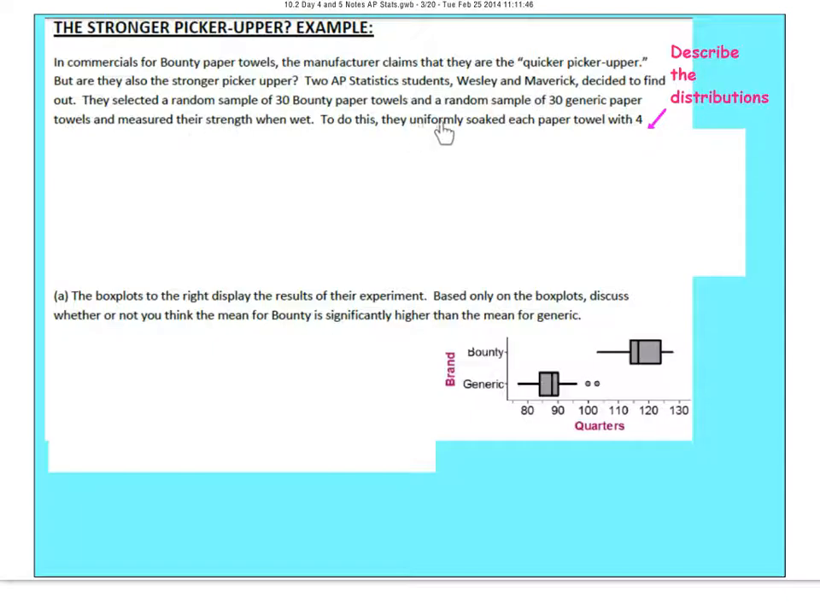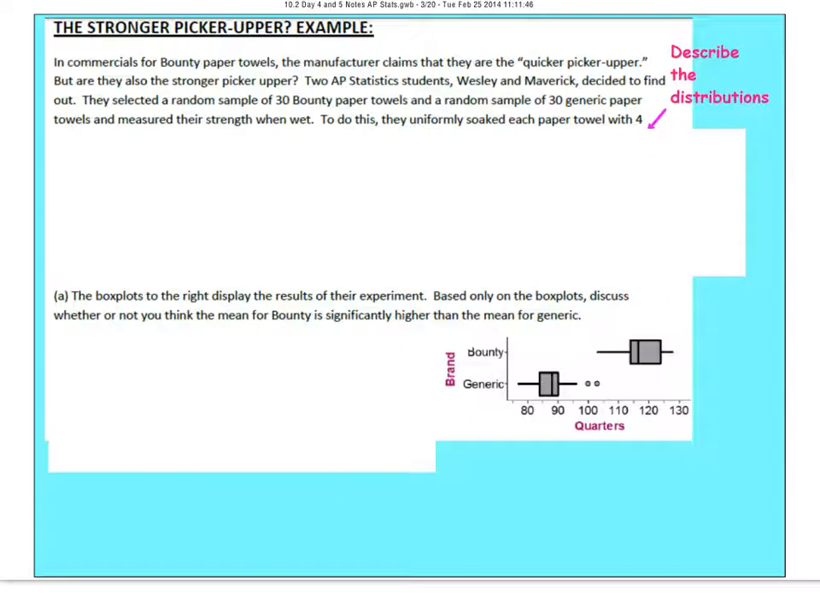To do this, they uniformly soaked each paper towel with 4 ounces of water, held two opposite edges of the paper towel, and counted how many quarters each paper towel could hold until it ripped. And they recorded the approximate data that you're going to see in your packet. So you see 30 pieces of data for Bounty, 30 for the generic, and again basically it talks about how many quarters each of them could hold. Here they want us to actually describe the distribution.